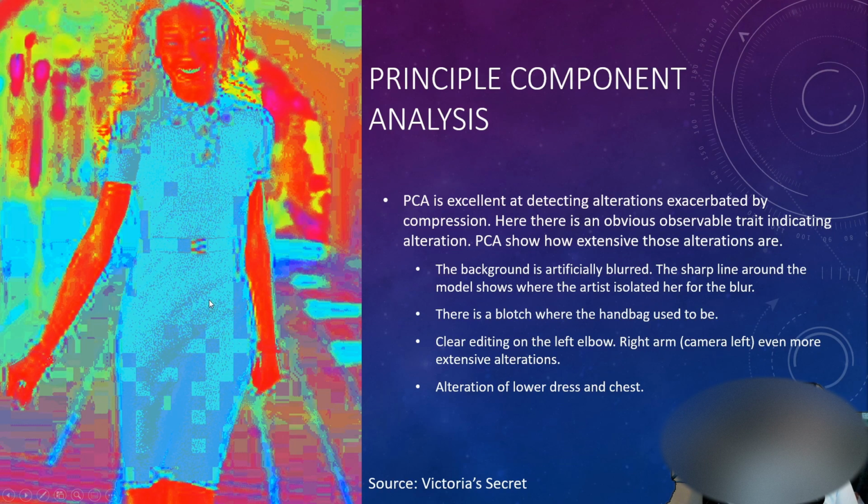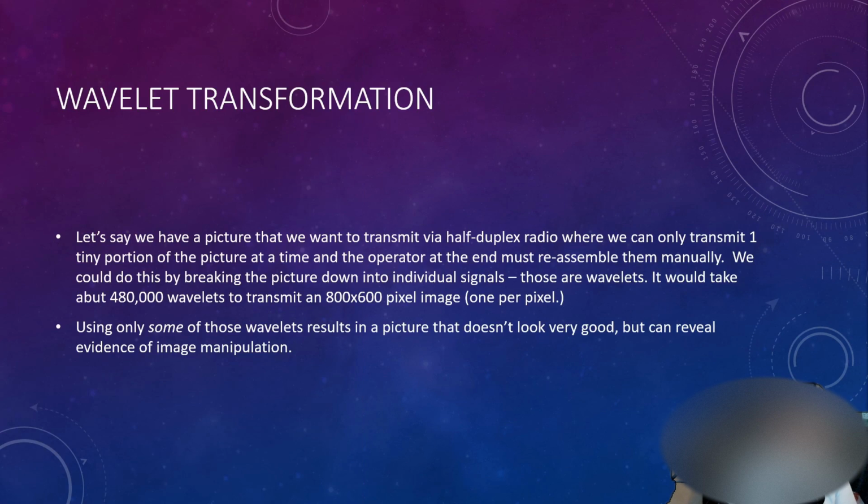We can see that the dress appears to be fairly clean, but there are JPEG artifacts from alterations down here on the dress, and also here on the camera left, her right side of her chest. Next and finally, we have wavelet transformation. So wavelet transformation is basically only viewing partial image data.